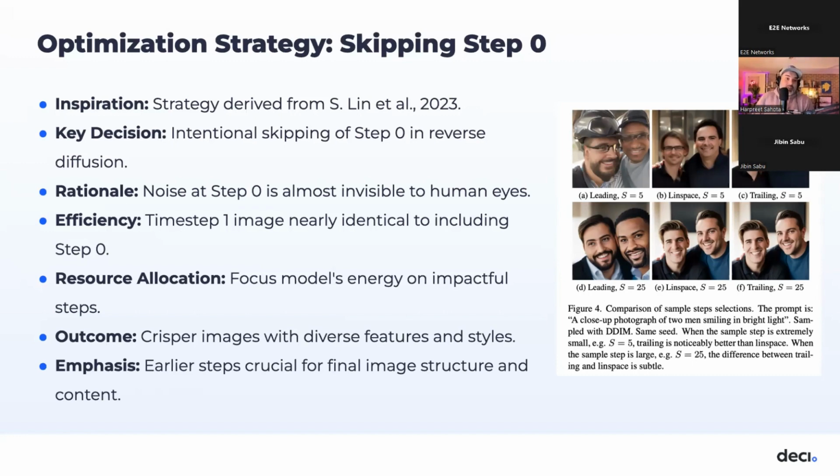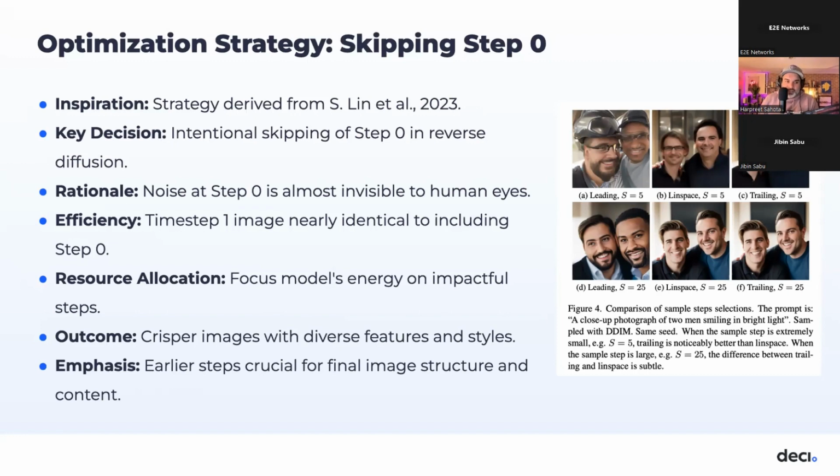And so why is this important? Well, because the noise level at this step is so subtle that it's virtually indistinguishable to the human eye. So this means that the images produced at time step 1 look almost identical to what you'd get if you'd included time step 0.